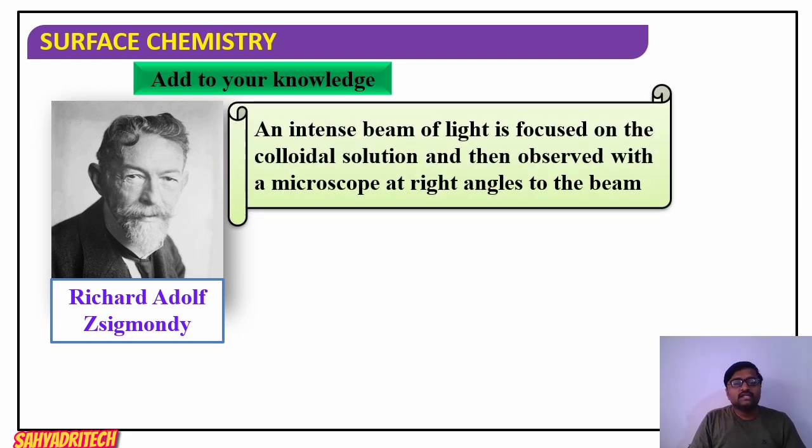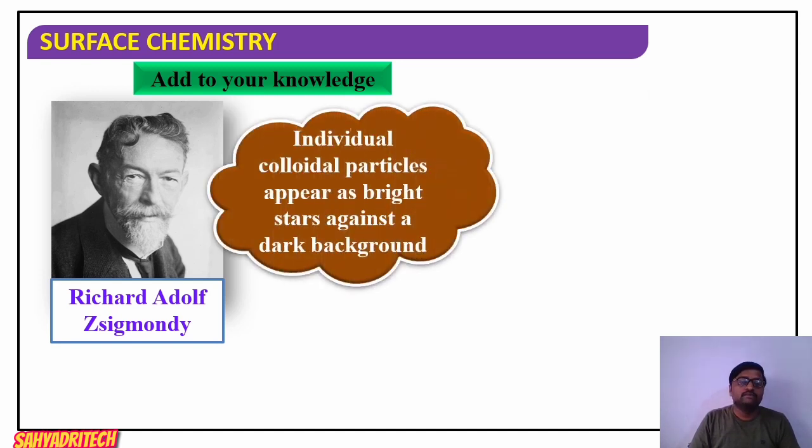An intense beam of light is focused on the colloidal solution and observed with a microscope at right angle to the beam. So what did he do here? He took a colloidal solution in a glass vessel and an intense beam of light is focused on it and observed at right angles to the path of the beam. So the individual colloidal particles, what he observed in the microscope, appeared as bright stars against a dark background.